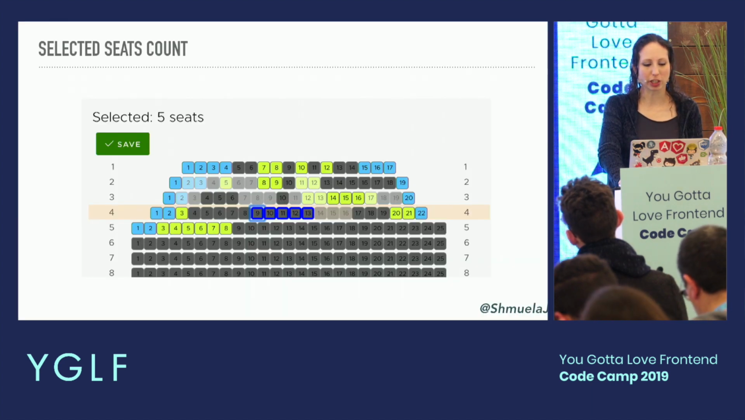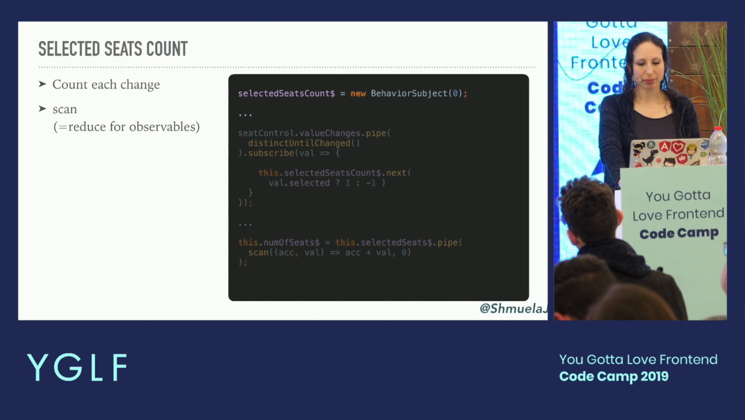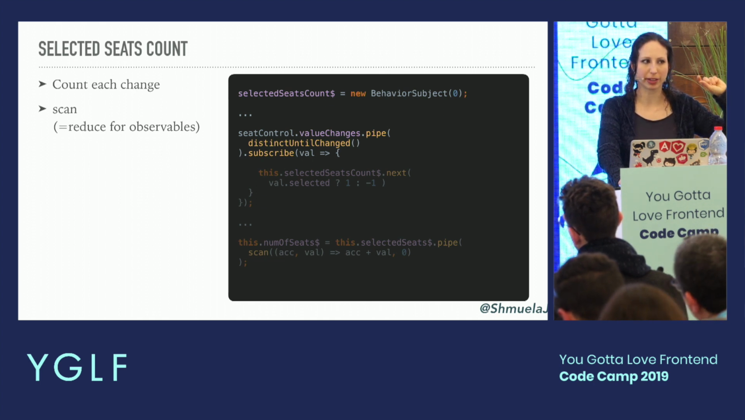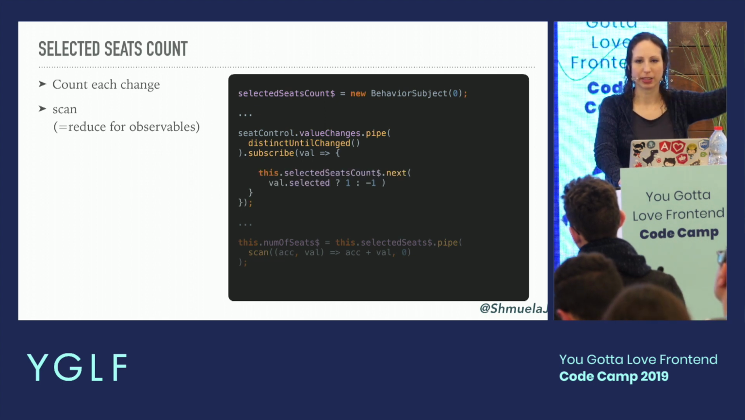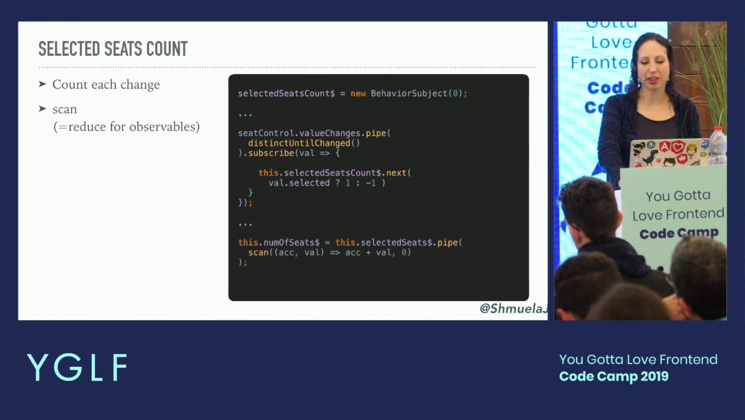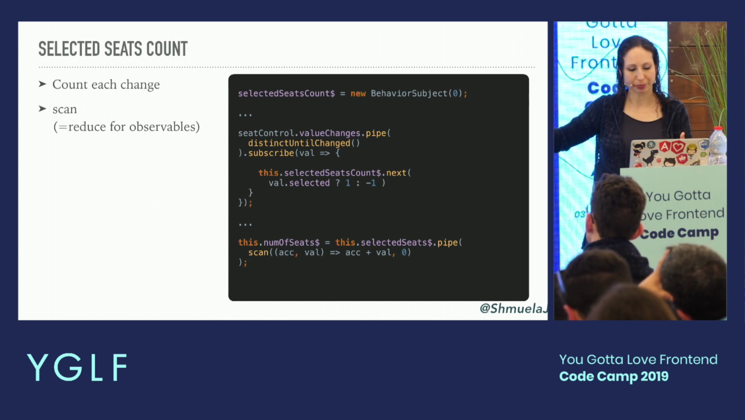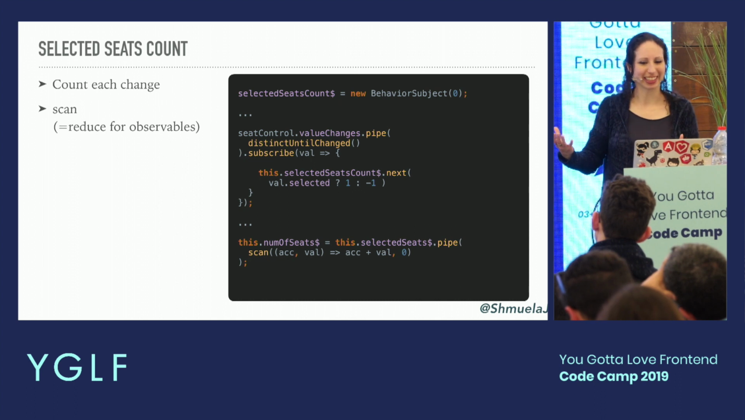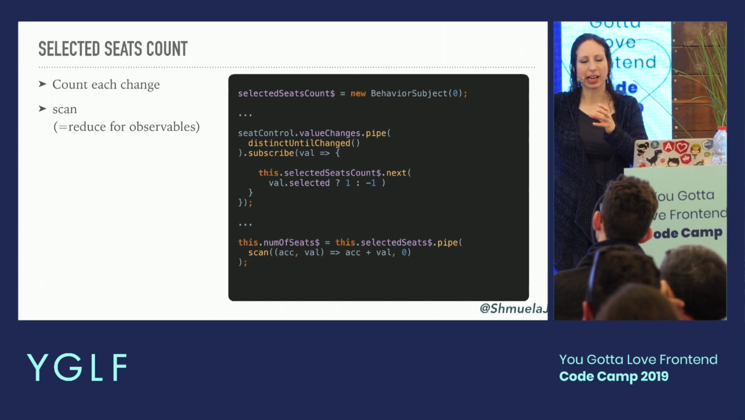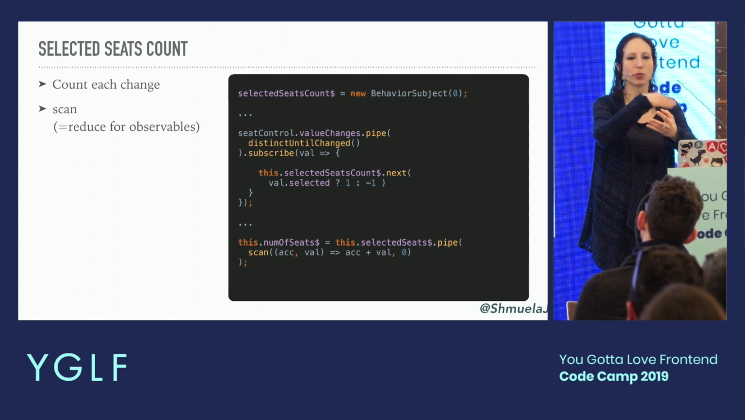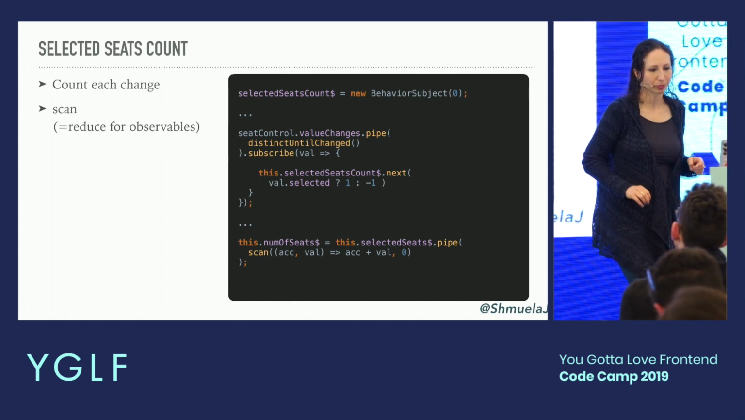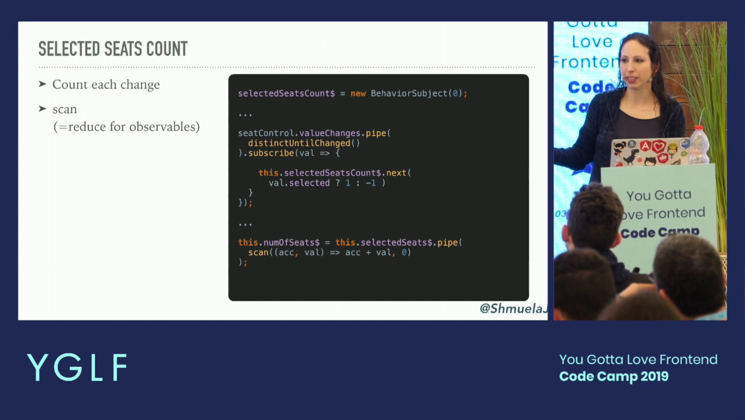Okay, last thing, really shortly, counting the seats. So again, I'm creating a new subject here that I'm controlling. I'm counting it. And whenever the value changes of the seat control, I want to see whether it's selected or not. If it's selected, then I'm emitting 1. If not, then -1. And then I'm piping it, using an operator to accumulate. It's like map and reduce. It's like reduce for observables. It saves the last value that it had and adds to it. So I'm just adding 1 or -1, and the initial value is 0. So really, super easy to control that.